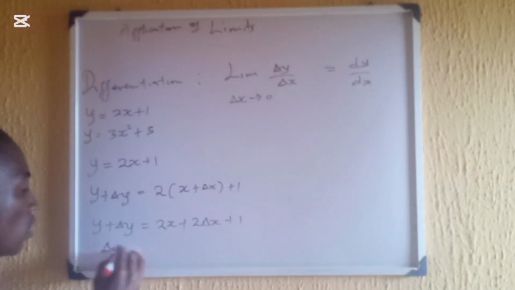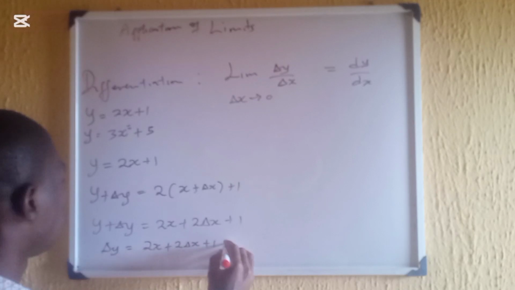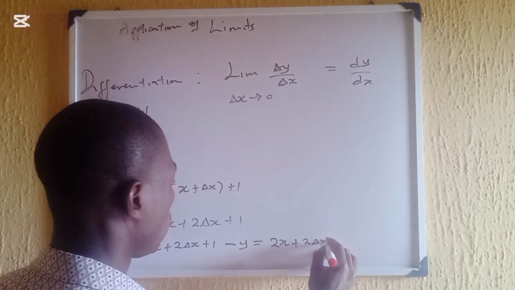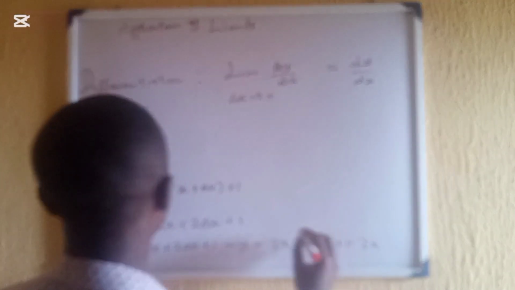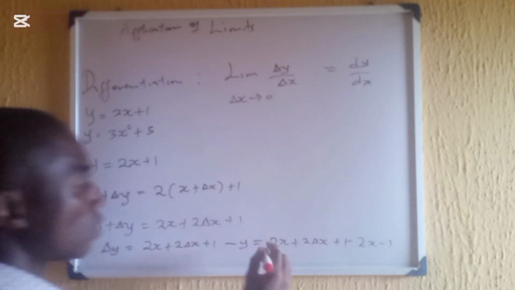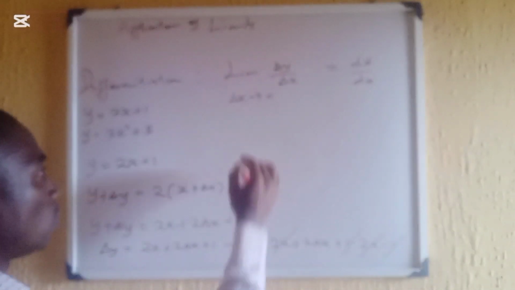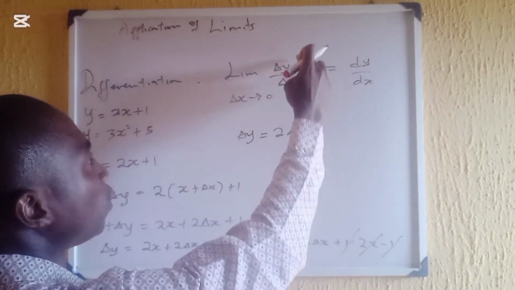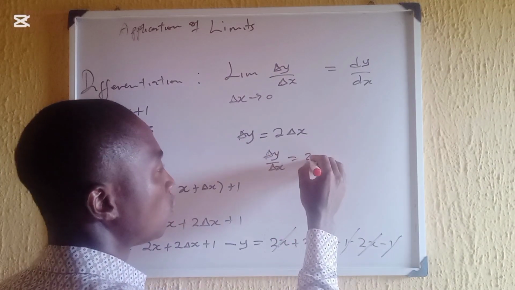Making change in y the subject, we have 2x plus 2 change in x plus 1 minus y. And this is the same thing as 2x plus 2 change in x plus 1 minus 2x minus 1. Remember that y is equal to 2x plus 1. So this will eliminate this, and this will eliminate this. So it means that change in y is equal to 2 change in x. We are looking for change in y over change in x. So change in y over change in x is equal to 2.